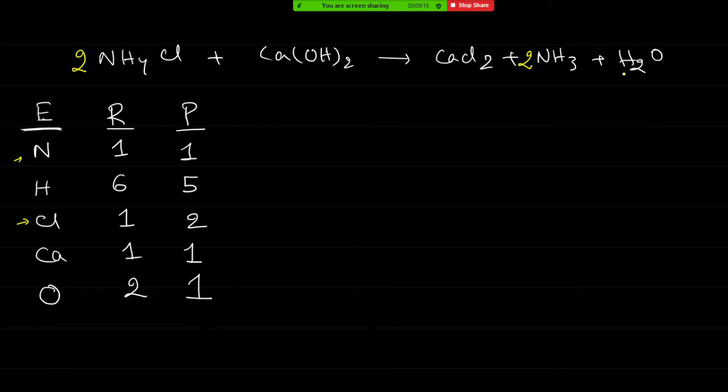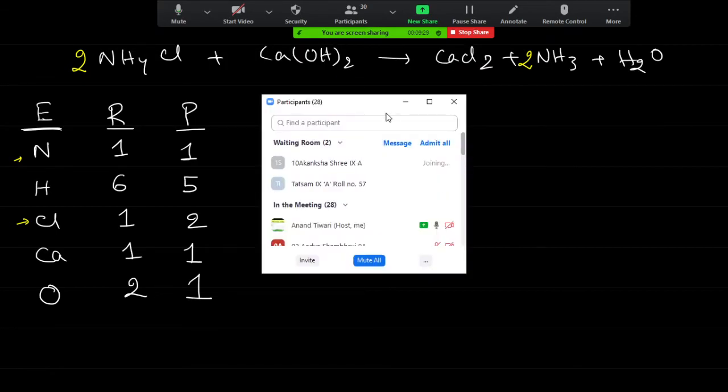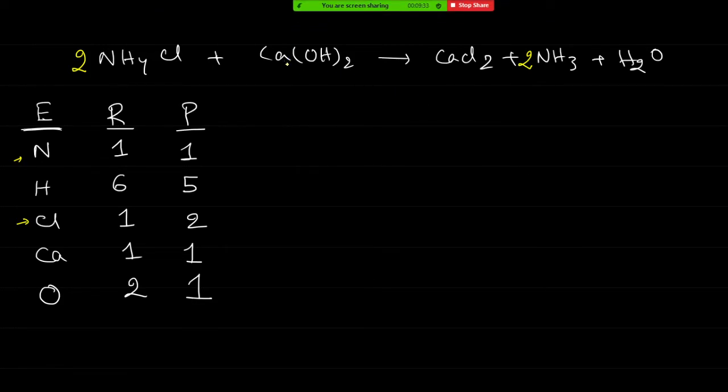So in order to balance the oxygens, what we will do is we will multiply the calcium hydroxide.